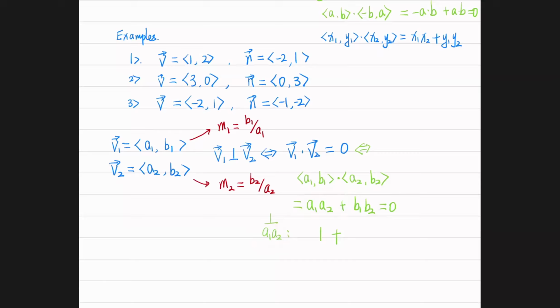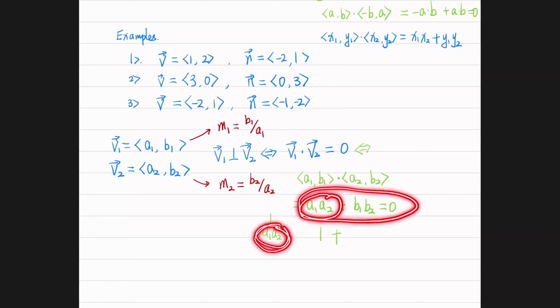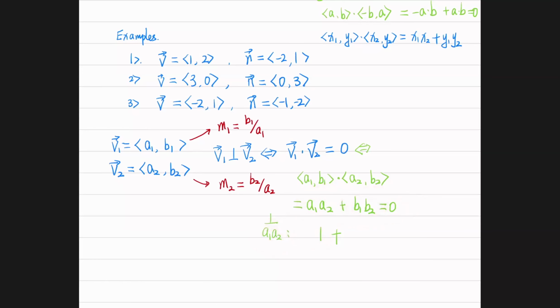Okay. So from this equation, I divide both sides by A1 A2. A1 A2 divided by A1 A2, we get 1. B1 B2 divided by A1 A2, we get B1 B2 over A1 A2. 0 divided by this is still 0. Okay, you can compare these two formulas.